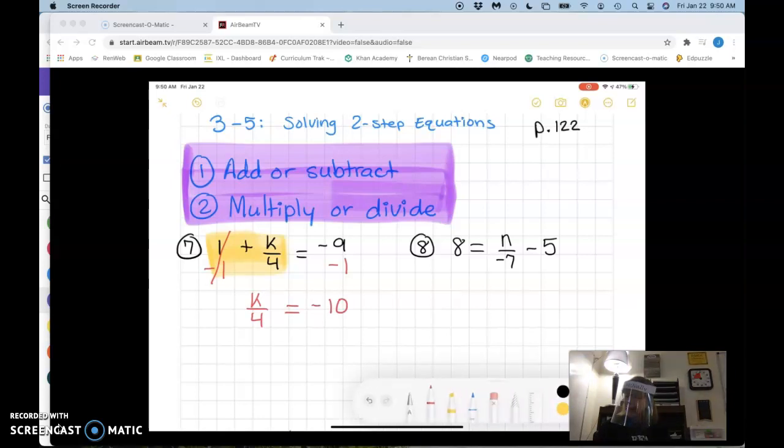All right. Again, look at what's happening to the variable. What's happening?